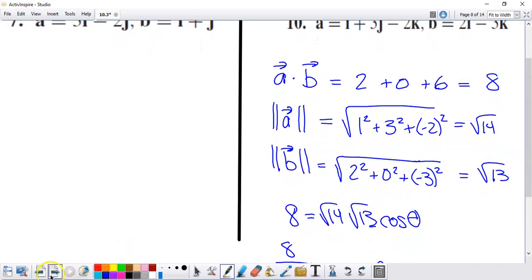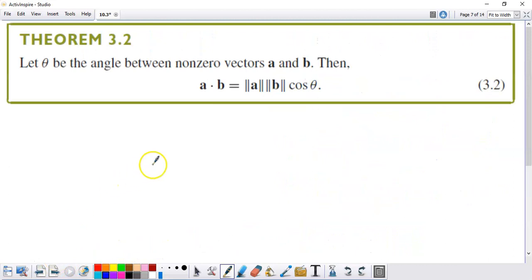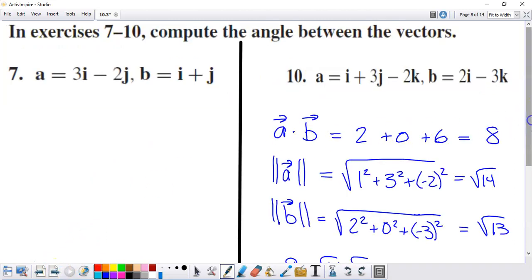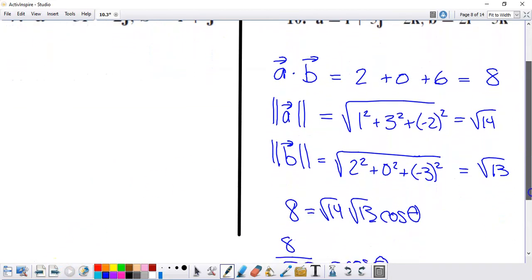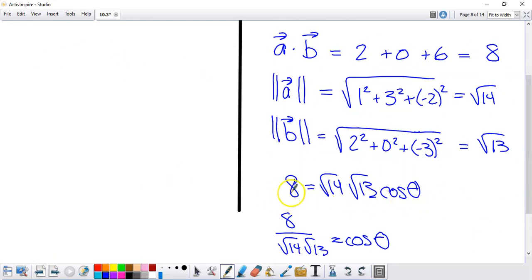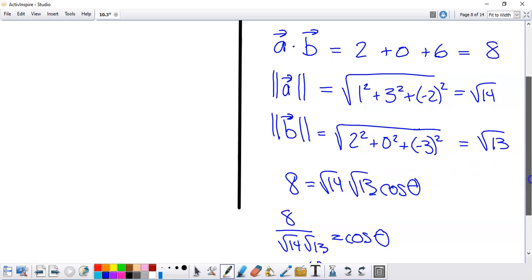Well, think about what this theorem said. If I have the dot product calculation between two vectors, that's always going to equal the magnitude of the first times the magnitude of the second times cosine of theta, which is the angle that's between those vectors. So if I take these results and plug them into that theorem, I've got the dot product equal to the magnitude of the first times the magnitude of the second times cosine of the angle between the vectors.